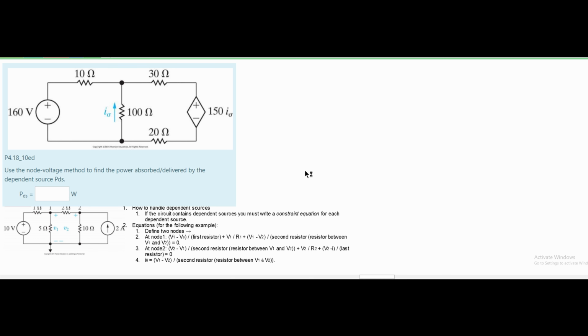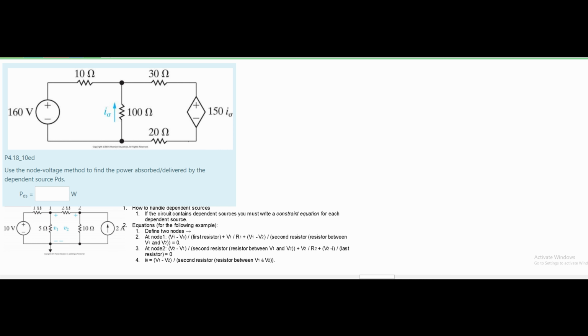In this problem, we are given a circuit diagram right here. We need to use the node voltage method to find the power absorbed or delivered by the dependent source, P_DS. What P_DS means is the power. The DS is a subscript, so this stands for the dependent source.